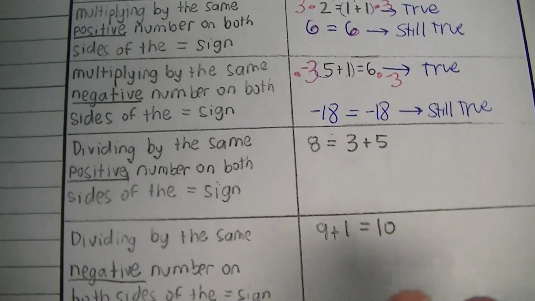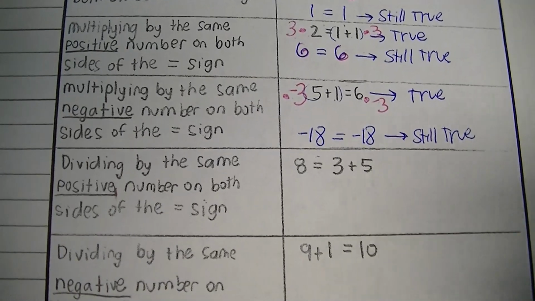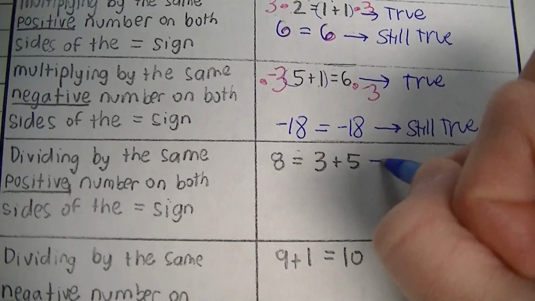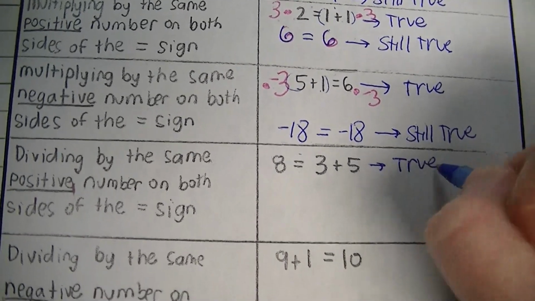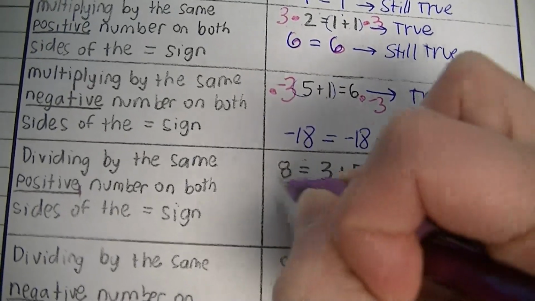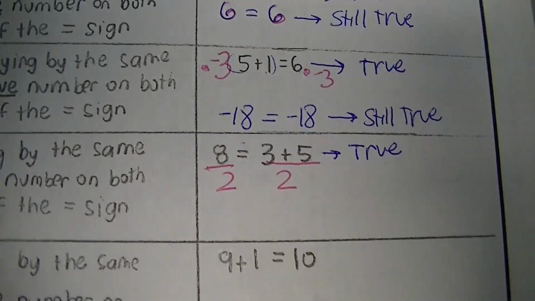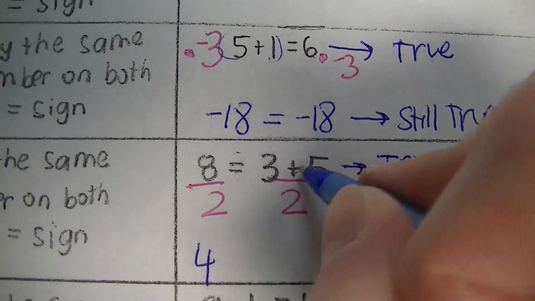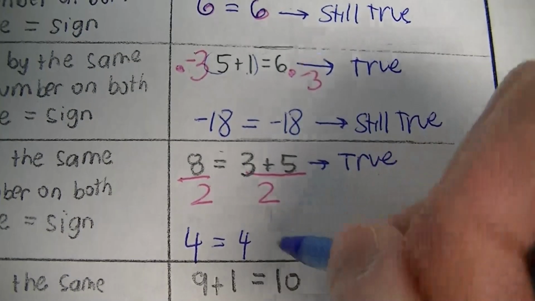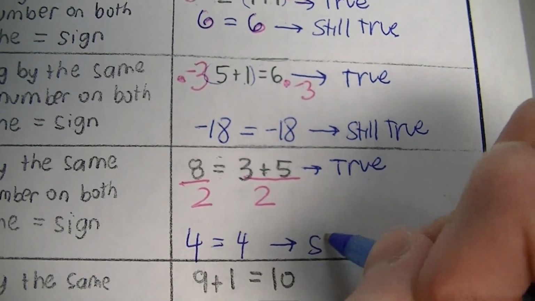Okay, now what happens when we divide by the same positive number on both sides of the equal sign? Let's go ahead and make sure this is true. 3 plus 5, yep, 3 plus 5 is equal to 8, so that's a true equation. And let's go ahead and divide both sides by 2. Okay, so 8 divided by 2, that's 4. And then 3 plus 5 is 8. 8 divided by 2 is 4. Doesn't 4 equal 4? So this is still true even after we've divided by the same positive number on both sides.